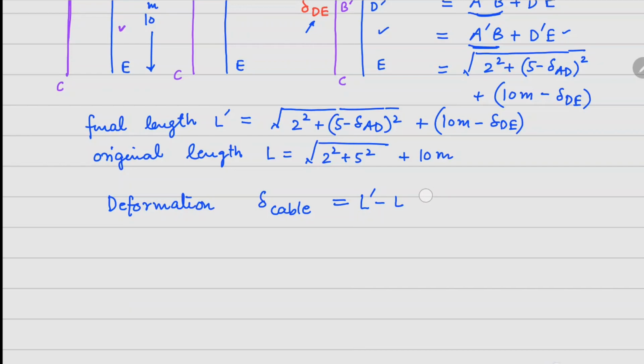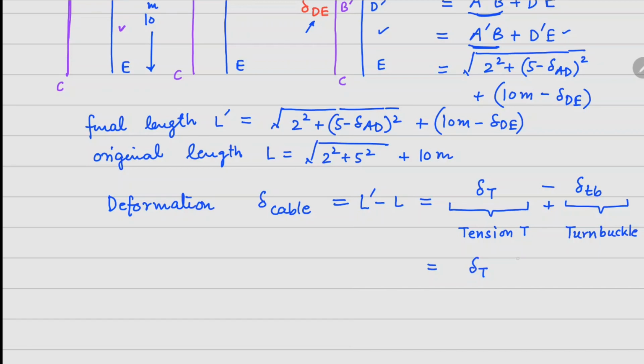Now from where is this deformation originating? This deformation is coming from two factors. First factor is the tension that is present in the cable, and second factor is the turnbuckles that are tightening your cable. So because of tension, your extension is going to be positive, and because of these turnbuckles, because we are reducing the length there, we are going to have this delta TB. Now this number we already know, because there are 15 turns there, and each turn is causing 1 centimeter divided by 10 there. So overall this is going to give us 1.5 centimeters.